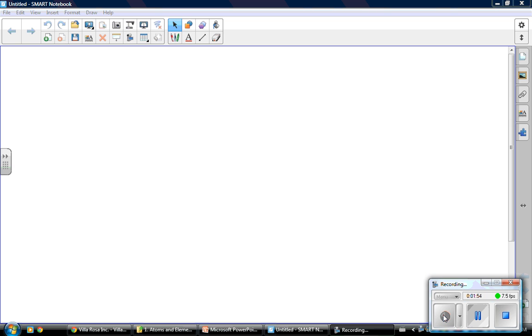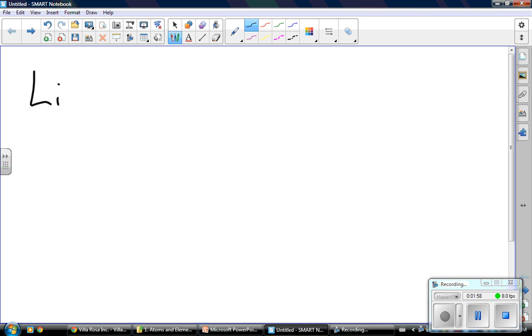The first one's lithium bromide. What's the symbol for lithium? What's the symbol for bromine? Br. There. That is the first step done. Second step is obtain their charges. What is the charge on a lithium ion? +1. What is the charge on a bromine ion? -1.